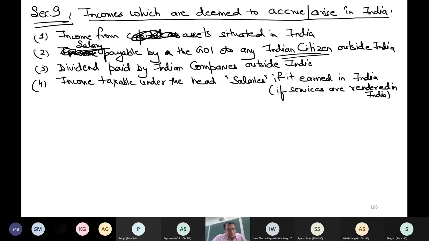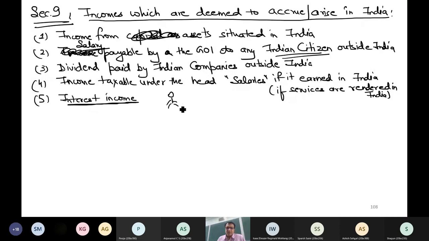Now the next 3 points are a little bit technical but very interesting. So what is the fourth point? Interest income. A little bit technical but interesting. Now what do I mean by interest income?